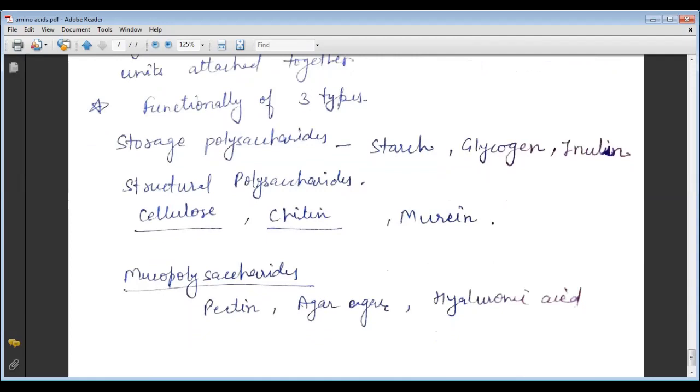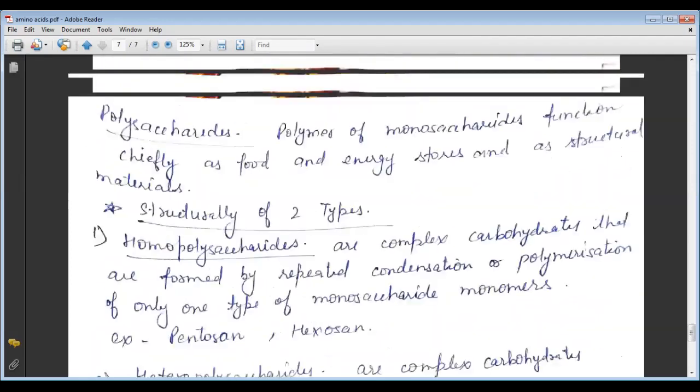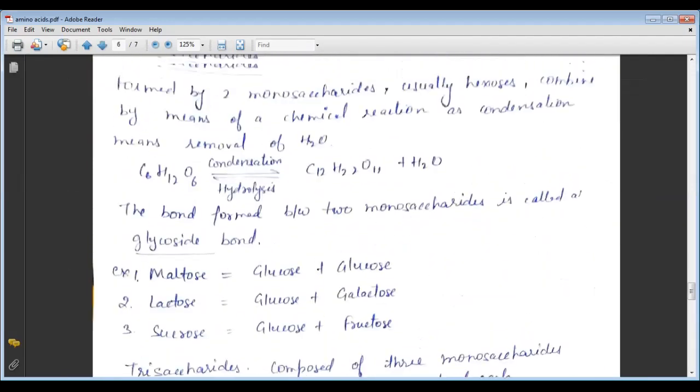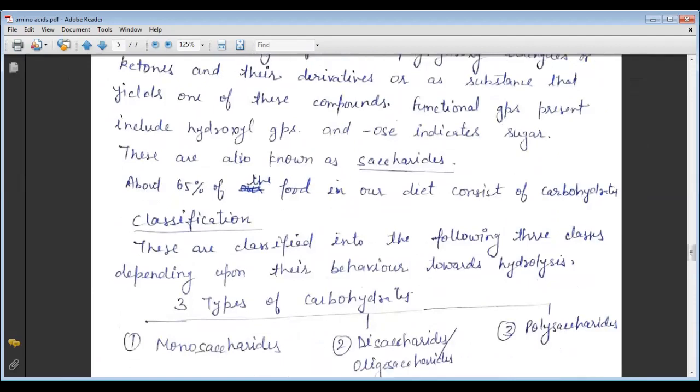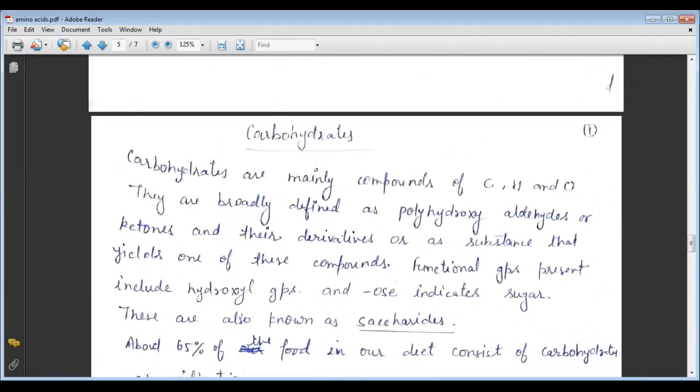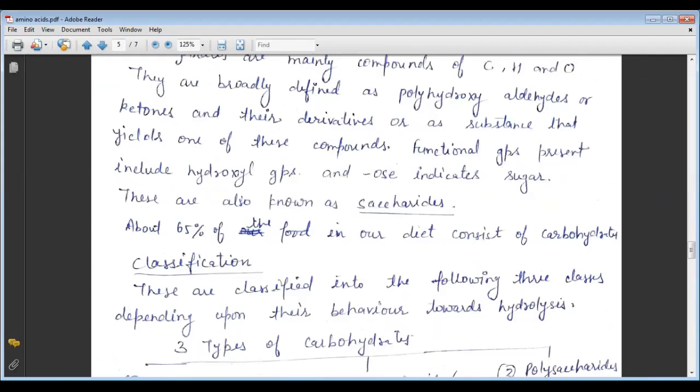So this is the classification of carbohydrates. The important part is monosaccharides, disaccharides, and polysaccharides. So this is the general classification of carbohydrates. In our next lecture, we will discuss glucose, fructose, starch, and cellulose.